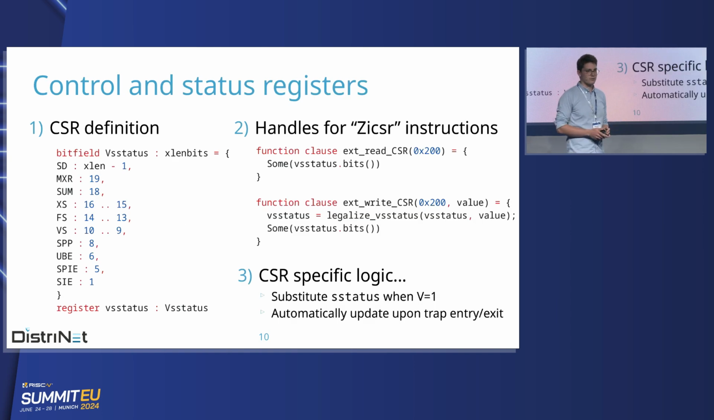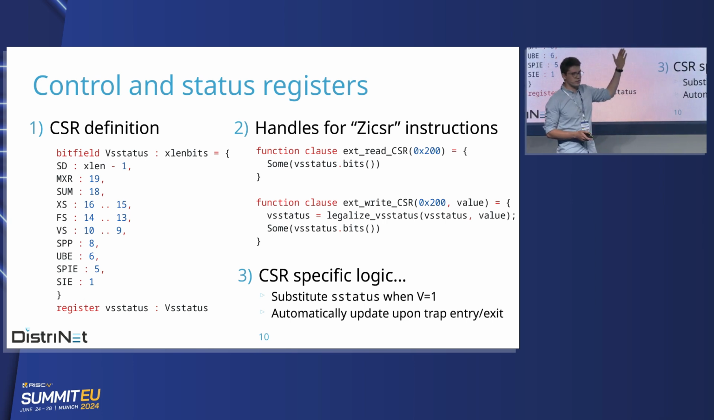I thought I may give you an example of what such an implementation would look like. So for example, when you want to define a new CSR, you first define the layout, which you can see there in the first point. Next, you want this to be accessible with the instructions from the Zicsr extension. So that's what these hooks are for. You basically use the ID of the CSR and you implement it for this ID. And then finally, you have to implement CSR-specific logic. In the case of this CSR, it's to substitute whenever virtualization is on, but of course, it can be way more complex for some other CSRs.